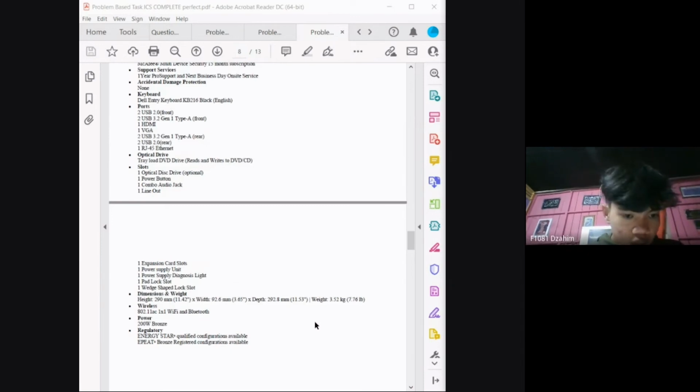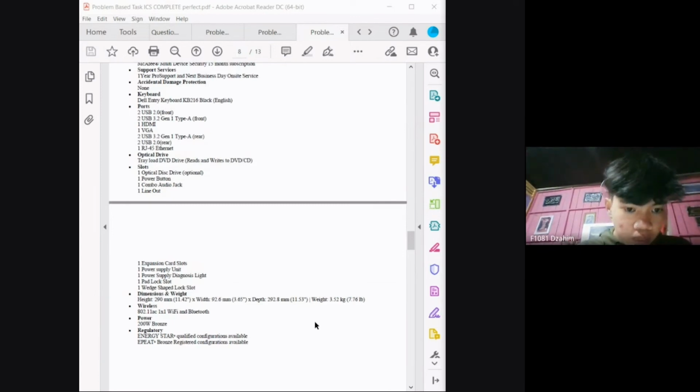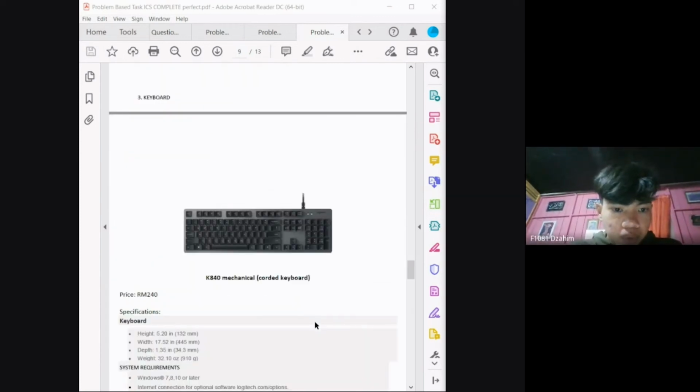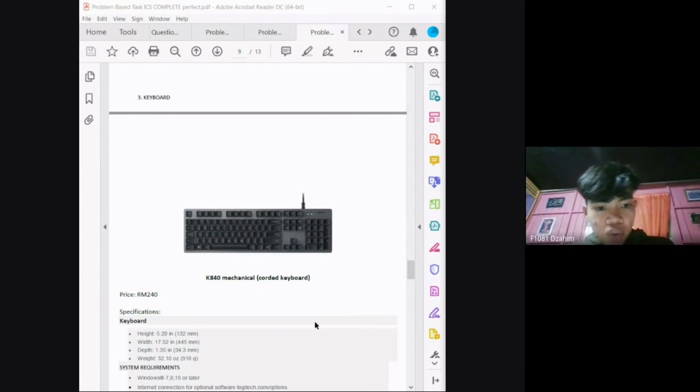The wireless is 802.11 Wi-Fi and Bluetooth. The power is 200 watt bronze, and regulatory: Energy Star qualified configuration available, EPEAT Bronze registered configuration available. Number 3, keyboard. The keyboard is K840 mechanical corded keyboard. The price is 240 ringgit.